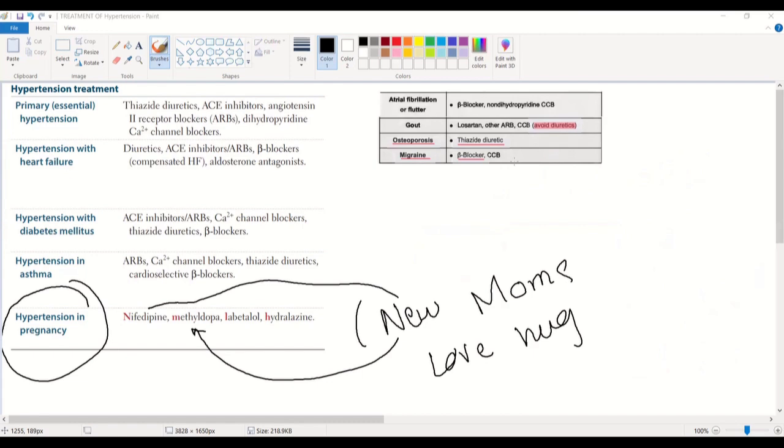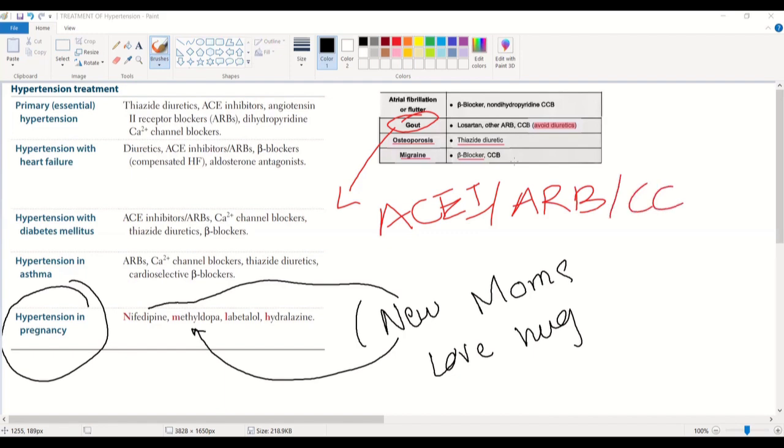Okay. So in gout, we use ACE inhibitors, ARBs, right? Or calcium channel blockers, because diuretics lead to hyperuricemia. So avoid diuretics in gout, right? They will lead to hyperuricemia.